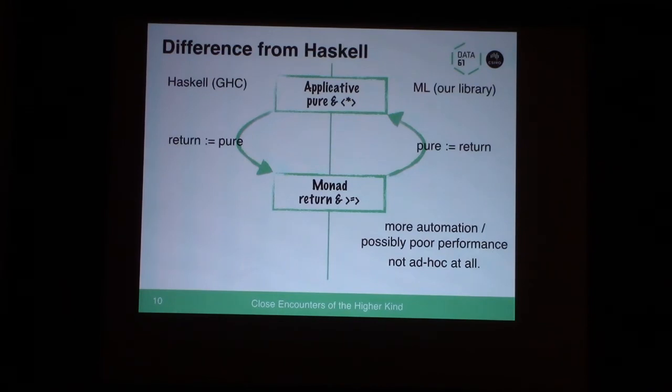Okay, how is our approach different from Haskell's constructor class mechanism? Haskell defines the return of monad using the pure of applicative. In our approach, we go the other way around. We define the pure of applicative using the return of monad. This is how we implemented the automatic instantiations as superclasses.